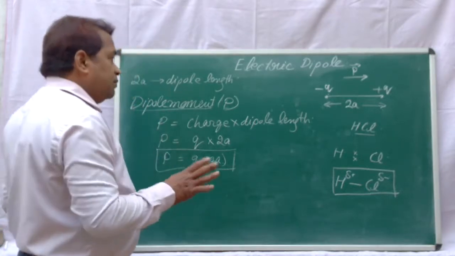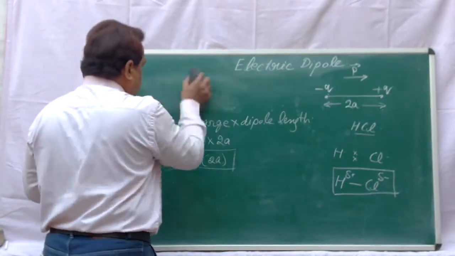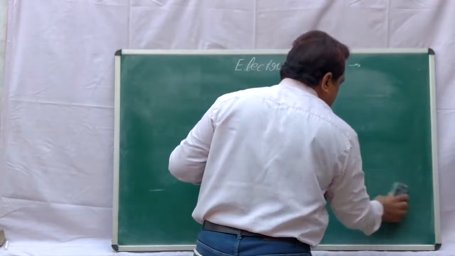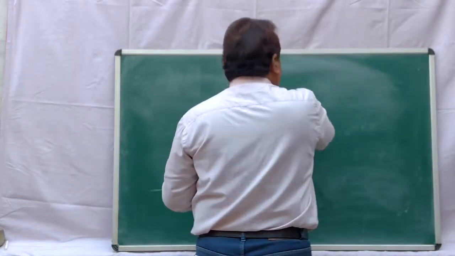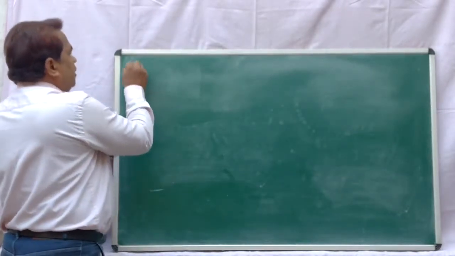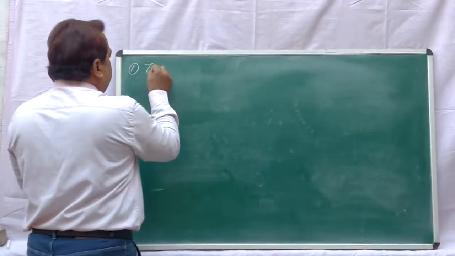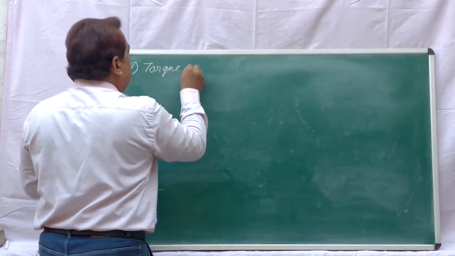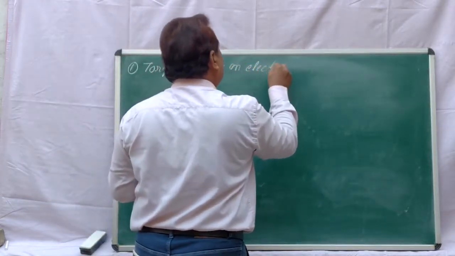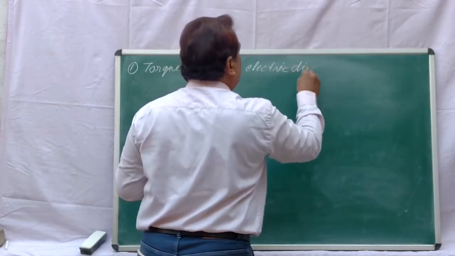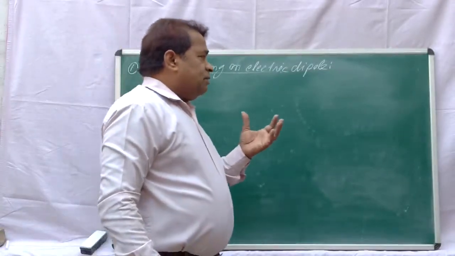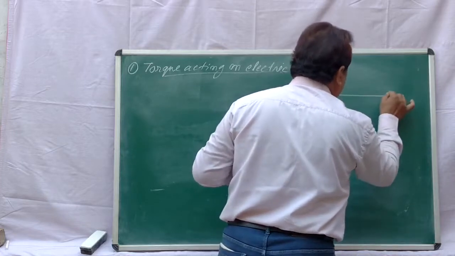So let us see. I am rubbing this. This is the first derivation. This is torque acting on electric dipole. So let us see, we are seeing this. This is the external electric field.